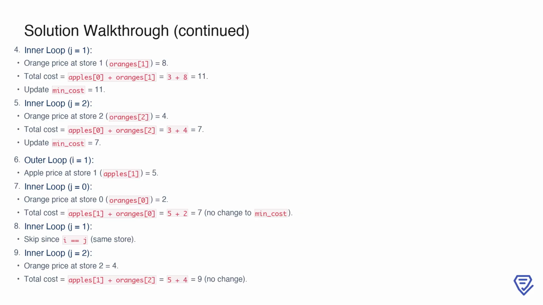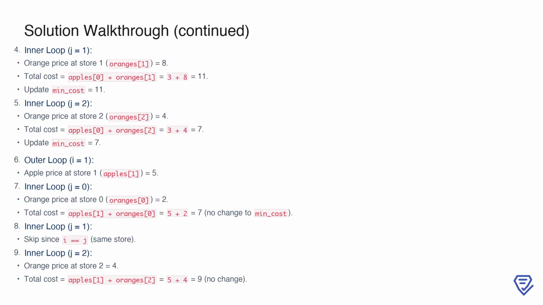After completing the inner loop for store 0's apple, we move to the apple at store 1, which costs 5. Here, when j equals 0, the orange costs 2, making the total cost 5 plus 2, which equals 7. However, since this matches the current min_cost, no update is made. For j equals 2, the orange price is 4, giving a total cost of 5 plus 4, which equals 9, which is greater than 7, so min_cost remains unchanged.